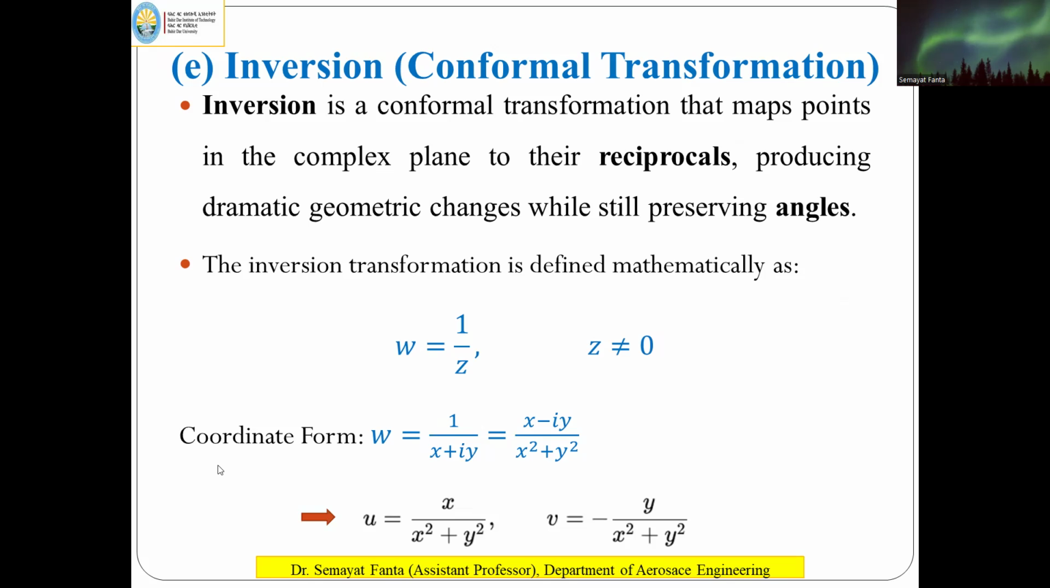The coordinate form for this is W equals 1 over X plus iY. When we multiply both numerator and denominator by X minus iY, we get X minus iY over X squared plus Y squared. From that, the real part is U equals X over X squared plus Y squared, and V is minus Y over X squared plus Y squared, the imaginary part.